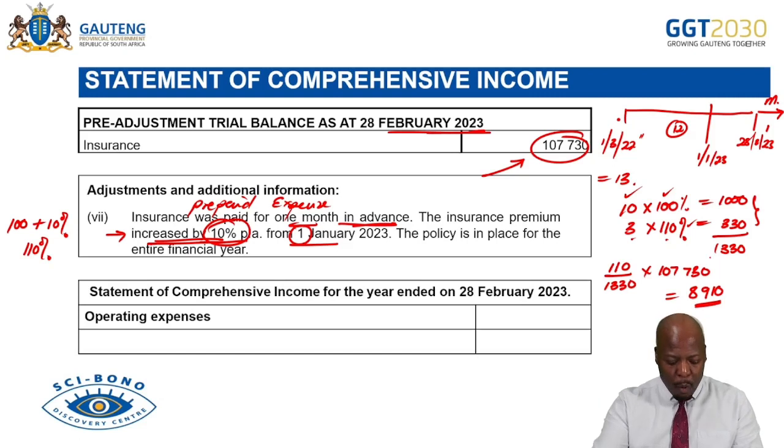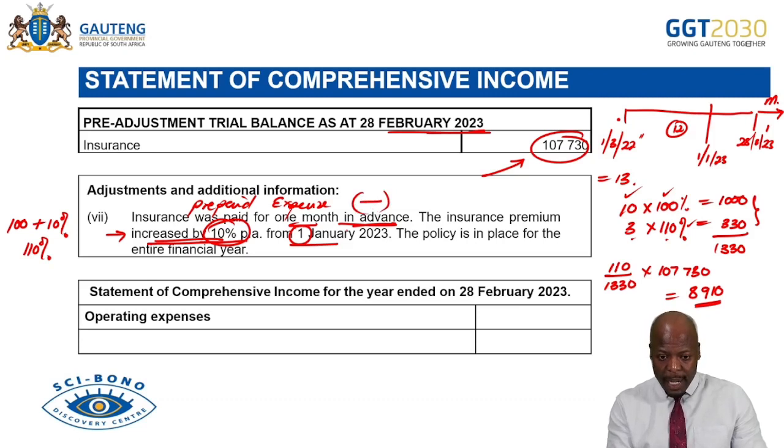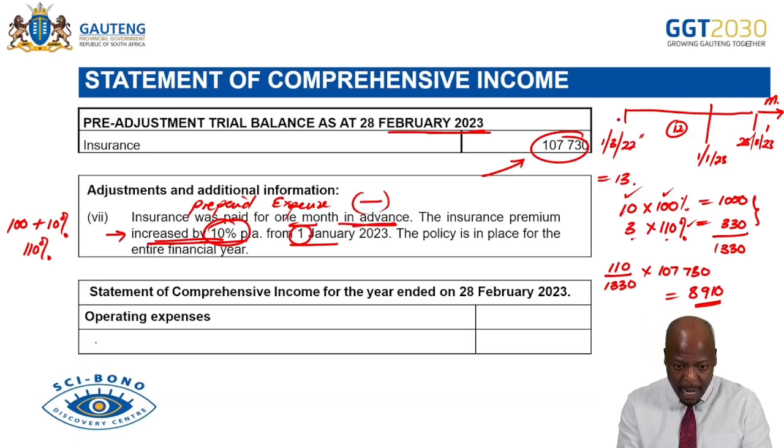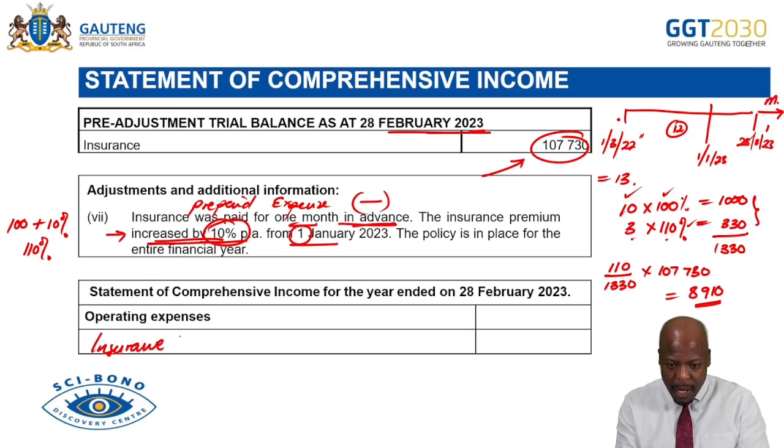Now remember we're preparing our statement of comprehensive income, and this is a prepaid expense. Prepaid expenses in the statement of comprehensive income, you subtract them. So I'm going to come here and I'm going to say insurance. I open my bracket. How much do I get?